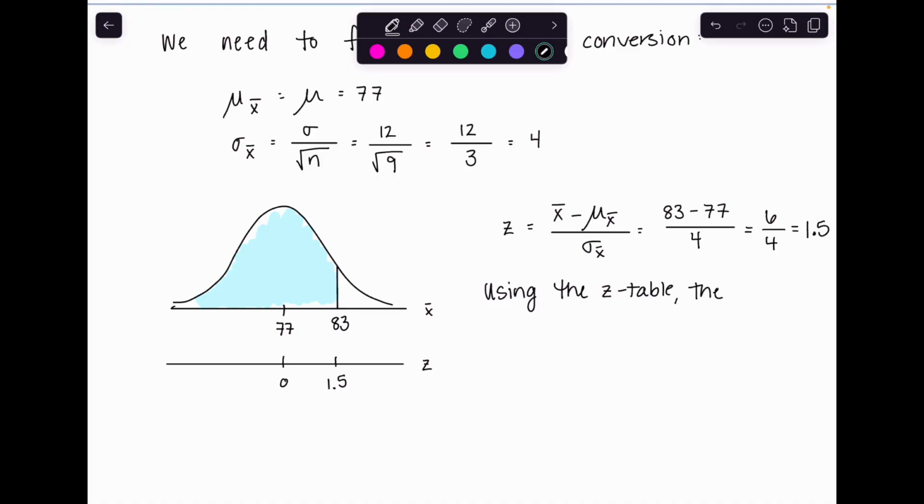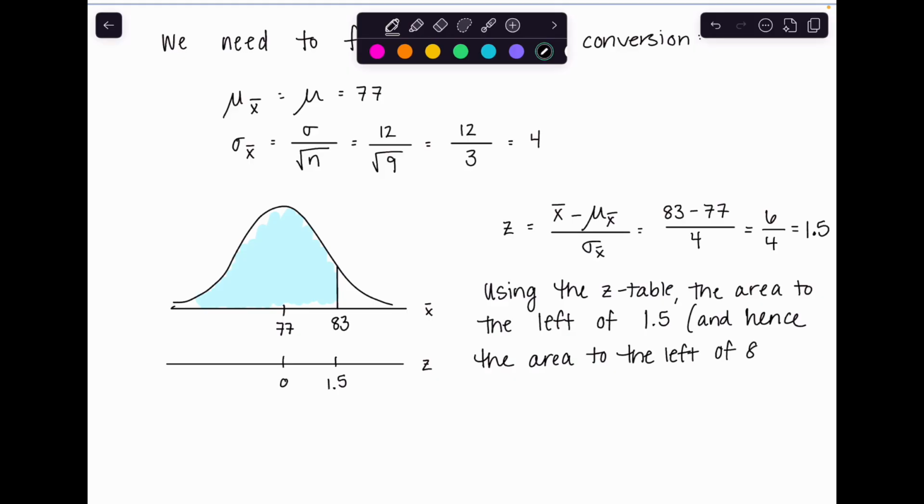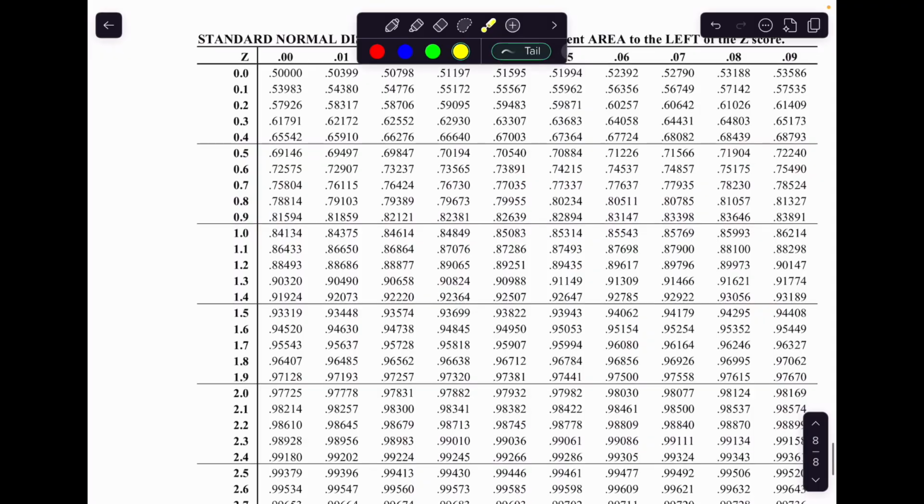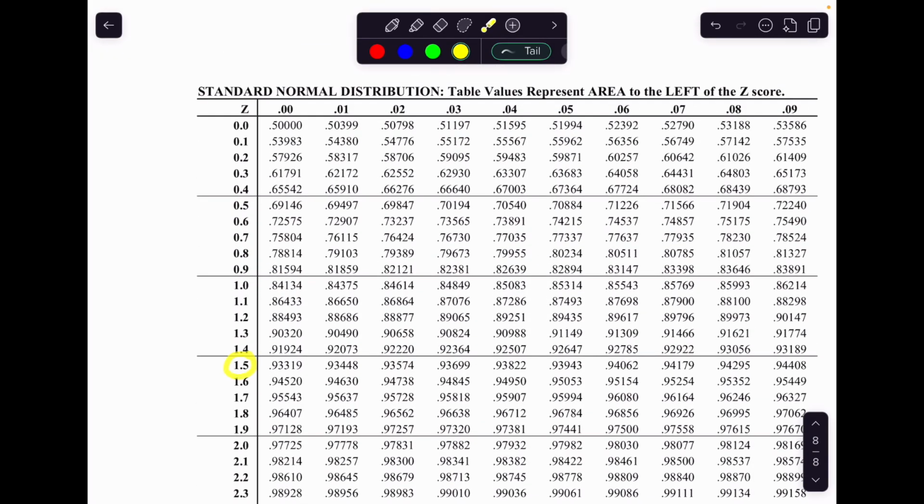The area to the left of 1.5, and hence the area to the left of 83, is as follows. So again, I have a positive z-score. I need to go to my positive chart. Going to 1.5, I don't have anything after that, so that would be 0.9332.